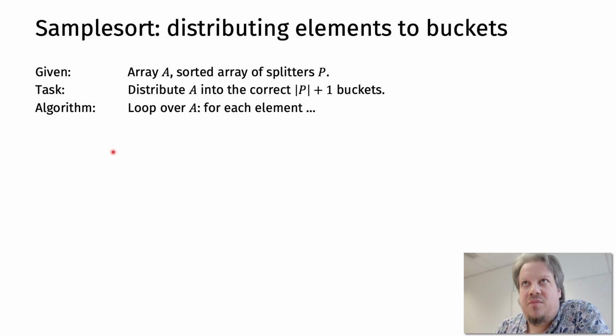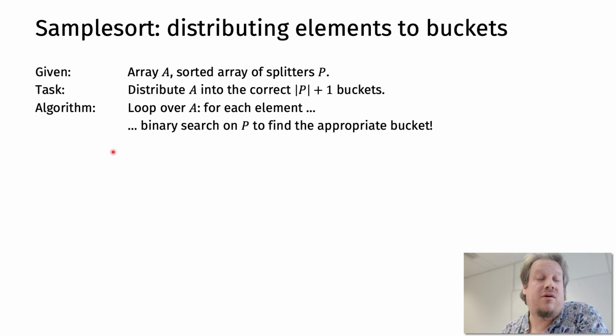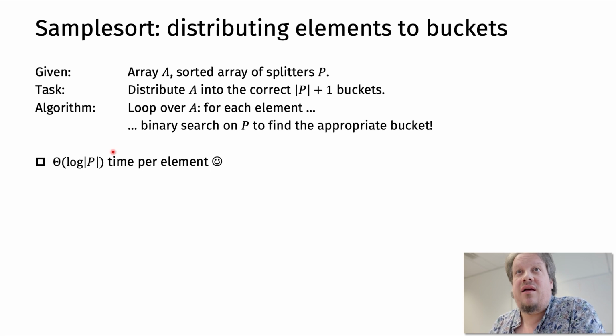And so the algorithm is going to be, we're going to loop over A, and then for each element, we do a binary search on P to find the appropriate bucket, right? It's sorted. We can do this. It's efficient. It's pretty nice because this means that log of P time per element is enough, and this is a reasonable amount of time to be spending on that.